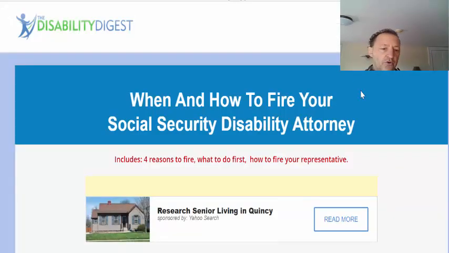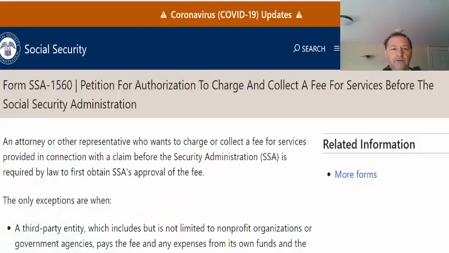An attorney or non-attorney who practices Social Security disability representation has a right: if they do work on your case and you fire them, they have the right to file what's called a fee petition. It's SSA-1560, Petition for Authorization to Charge and Collect a Fee. Before you fire somebody, and I'm going to go on to the reasons in a minute, you need to make sure that you're firing them for the right reasons.